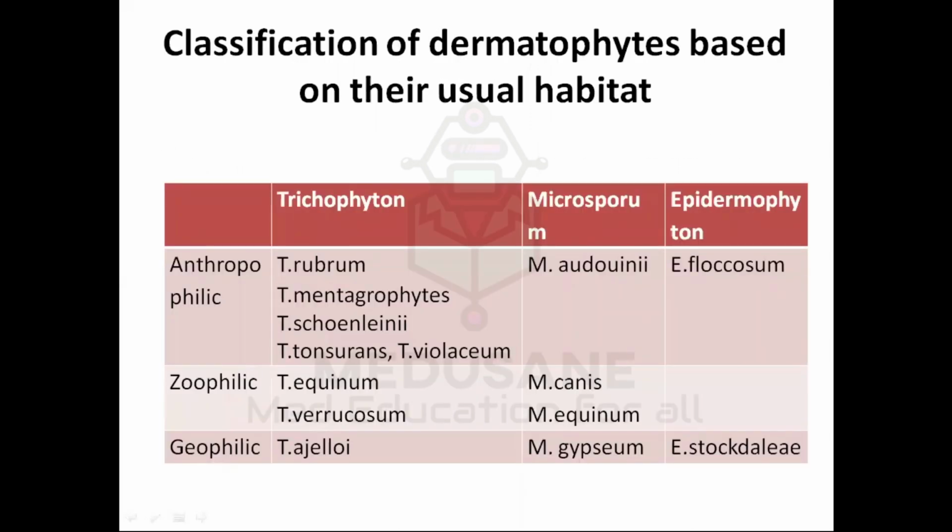Dermatophytes are classified based upon the habitat. First, anthropophilic, which infects humans. The species are, in Trichophyton: rubrum, mentagrophytes, tonsurans, and violaceum; Microsporum audouinii, and Epidermophyton floccosum. Zoophilic infects animals, mainly Trichophyton equinum, verrucosum, and Microsporum canis and equinum. And geophilic, which is found in the environment: Trichophyton ajelloi, Microsporum gypseum, Epidermophyton stockdaleae.